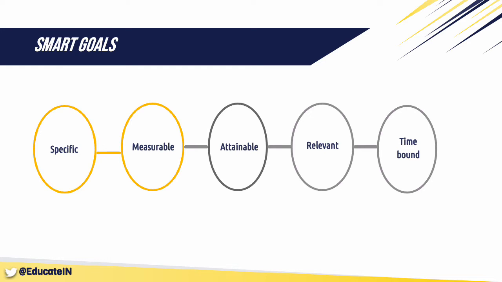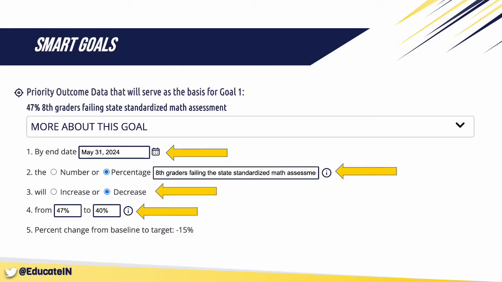Your goal statements should be clear and concise and centered around achievement, attendance, or discipline outcome data. They don't include strategies, activities, or any other information. So let's get started. We'll do the very same steps for all of your goals, including your closing the gap goal. In step 1, you'll identify your targeted timeline.